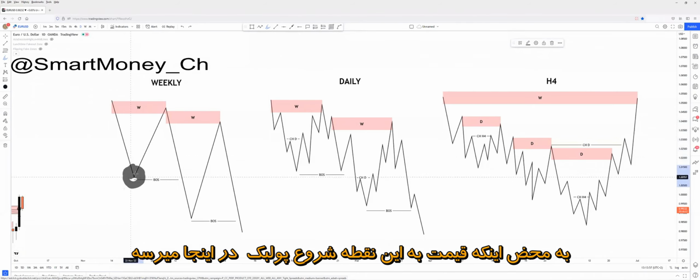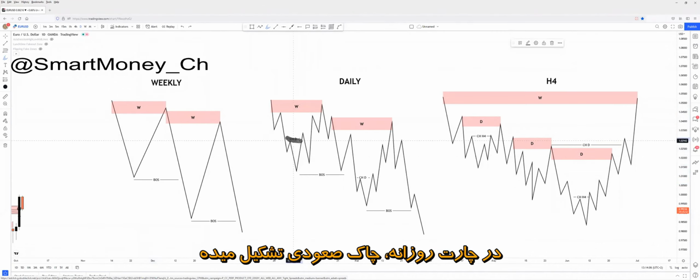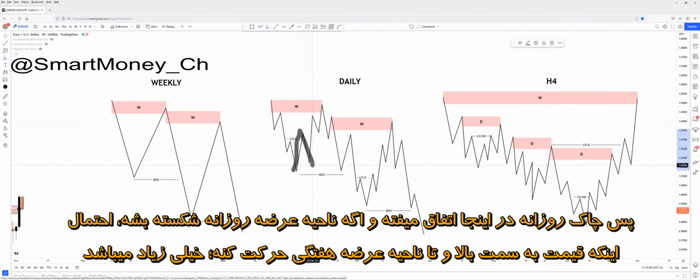As soon as price reaches this retracement point right here, so when price wants to retrace and create a reversal up to a supply area on the weekly chart, it will create a daily change of character right here. So if a daily supply zone is getting broken, then price has a really high chance to follow its way up to the weekly supply zone.